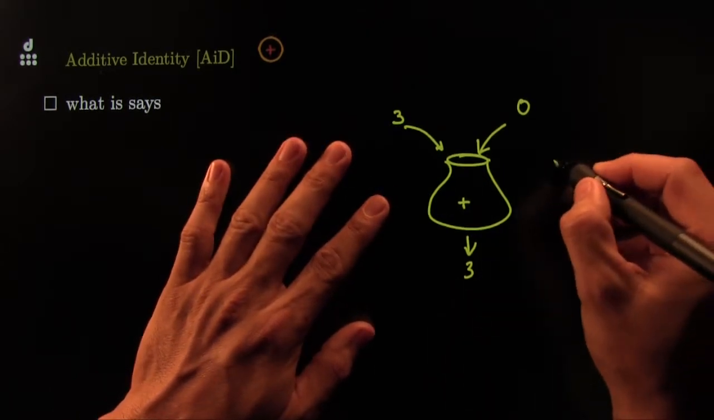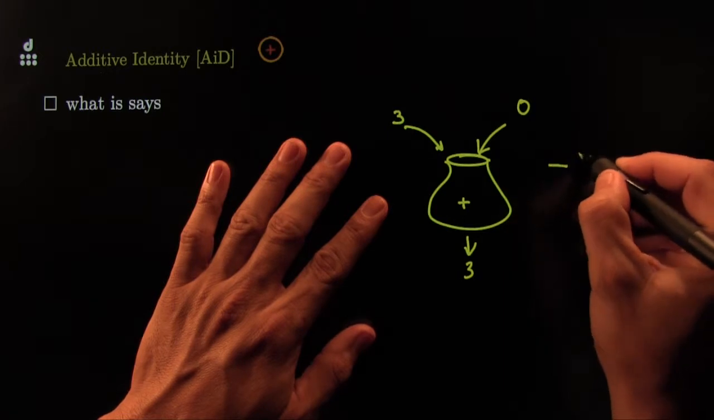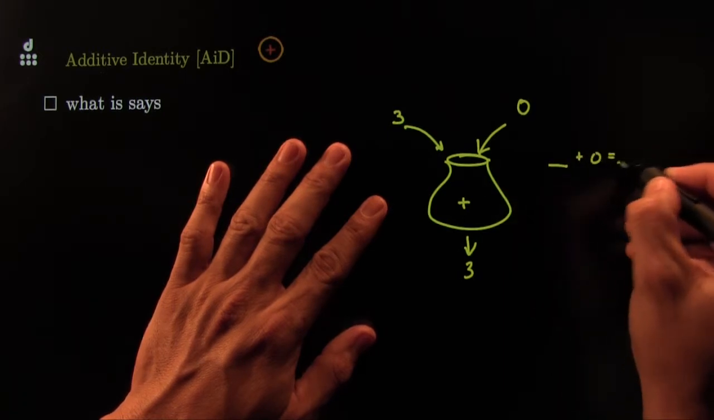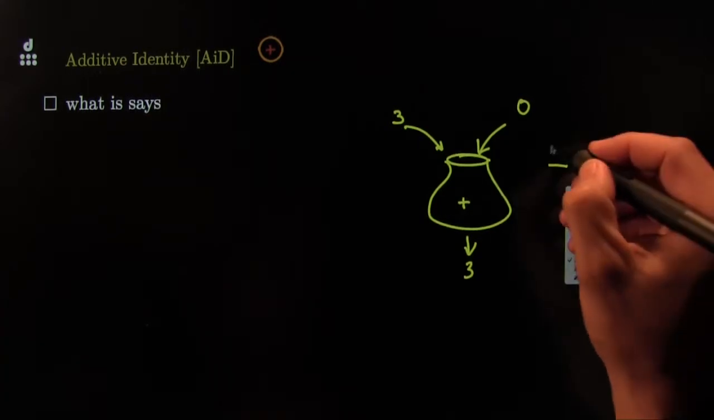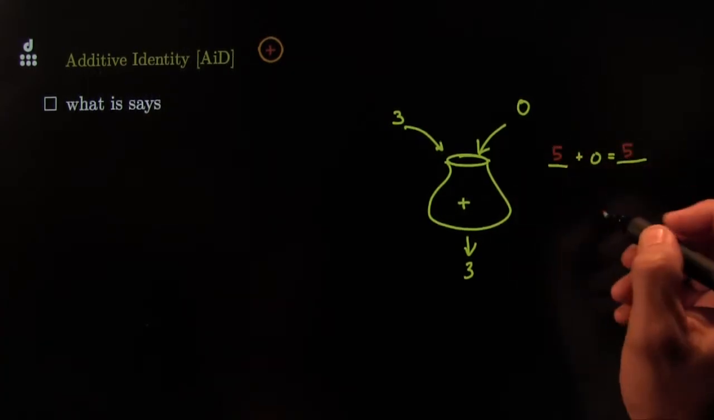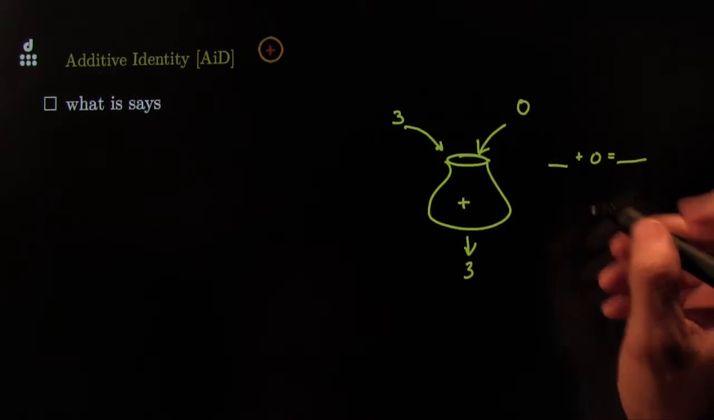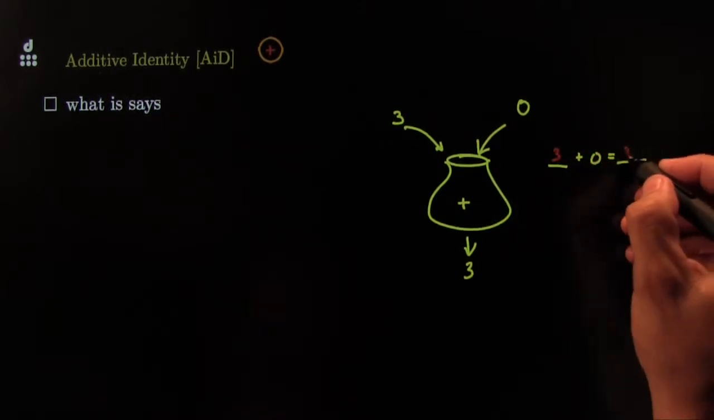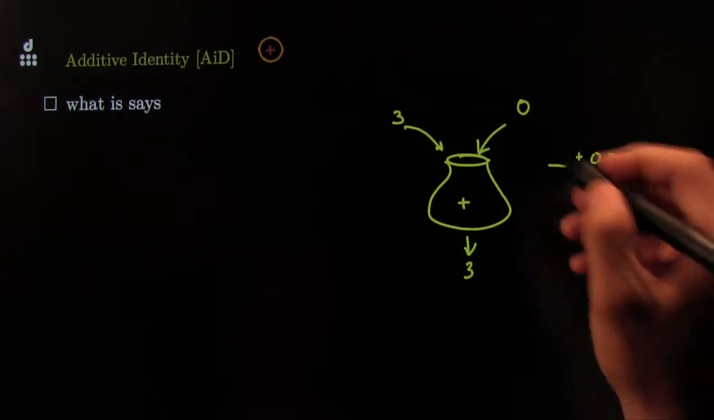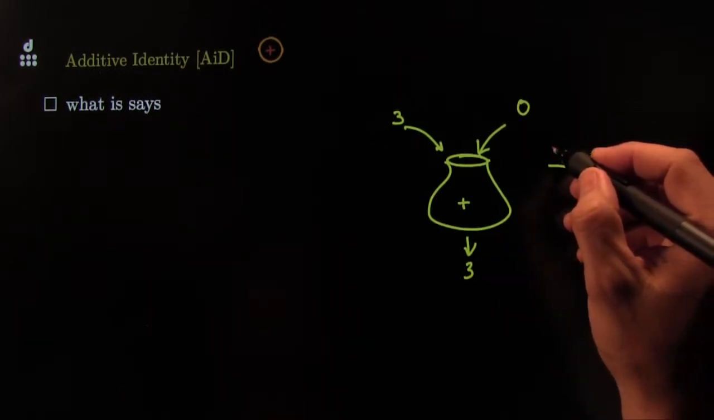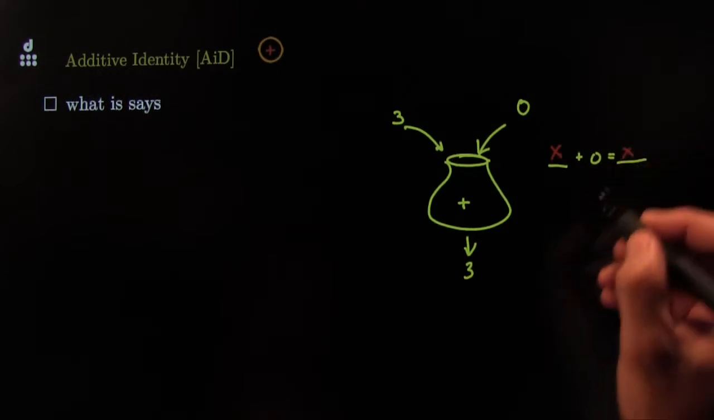I could put a blank here, and I could put 0 here, and I'll bet you I'd get the same thing. If I have, for example, 5 plus 0, well, you still get 5. You see, I told you. 3 plus 0, well, you still get 3. See, it does nothing. 0 does nothing when you add it to anything. If I have, for example, x, well, I still get x.